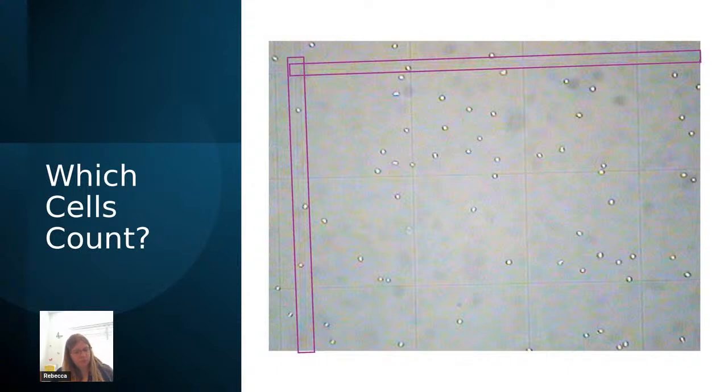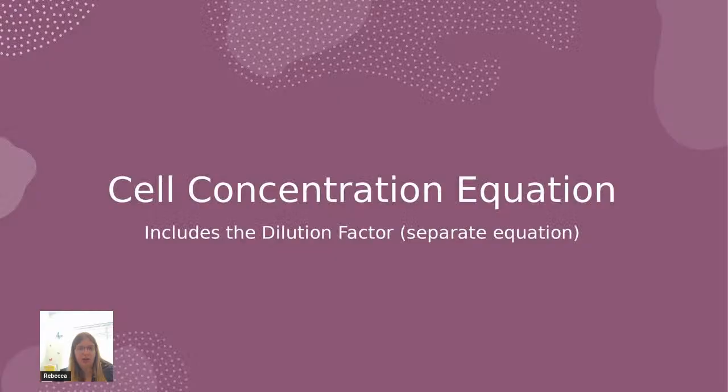So in terms of counting things, right, we get a count, but a lot of times we have to dilute our solutions enough to make a cell culture countable on our hemocytometer. And so to ensure our correct cell concentration, we use the cell concentration equation.